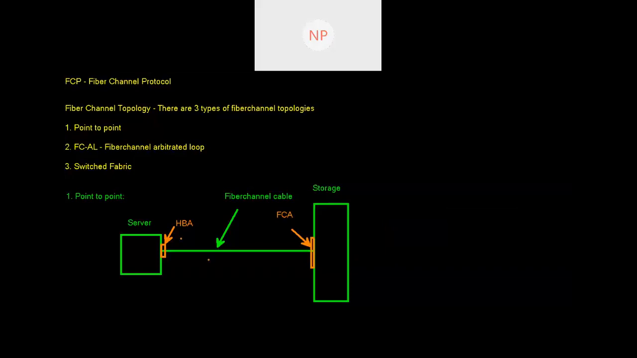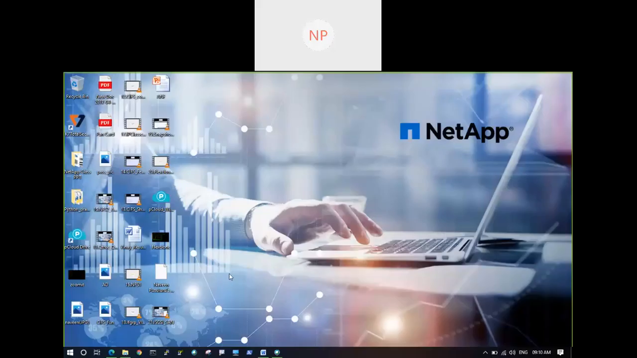This is a Fibre Channel topology. This is not NAS or DAS. This is a part of a SAN only, but it is point to point. Only two devices will be able to communicate with each other directly. It might be server and server also. We can do a connection like that: server, server. Okay, this is a point to point topology.